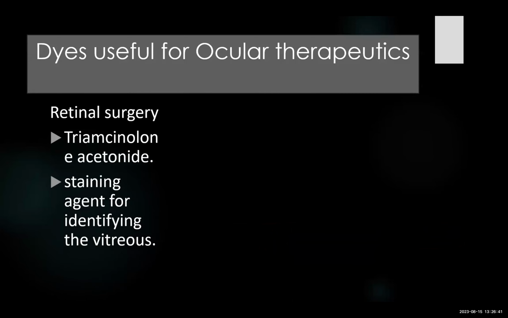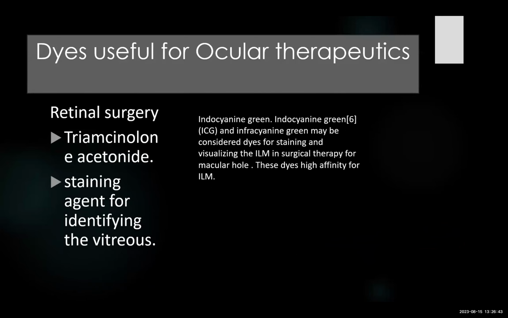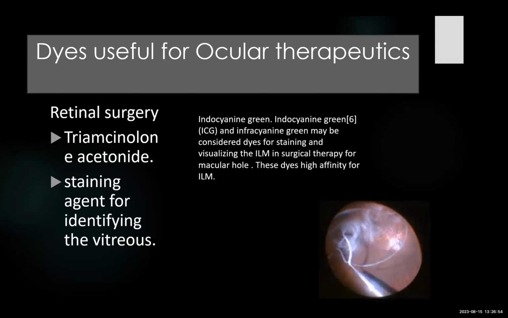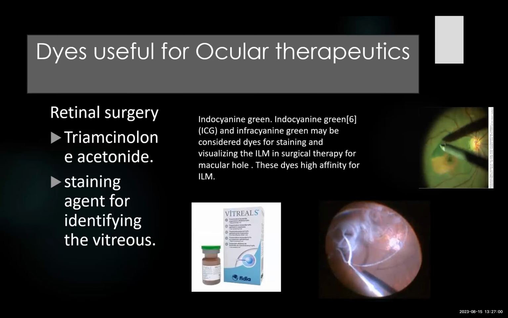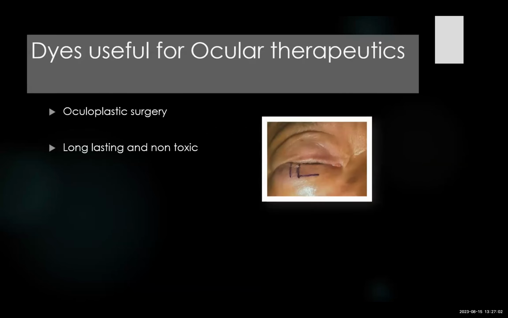Another is triamcinolone acetonide. This stains the vitreous, it's in a suspension form. It stains vitreous and is used for vitrectomy. Another is indocyanine green, which is also for internal limiting membrane. And the last one is for oculoplastic surgery, which is gentian violet paint. Thank you.